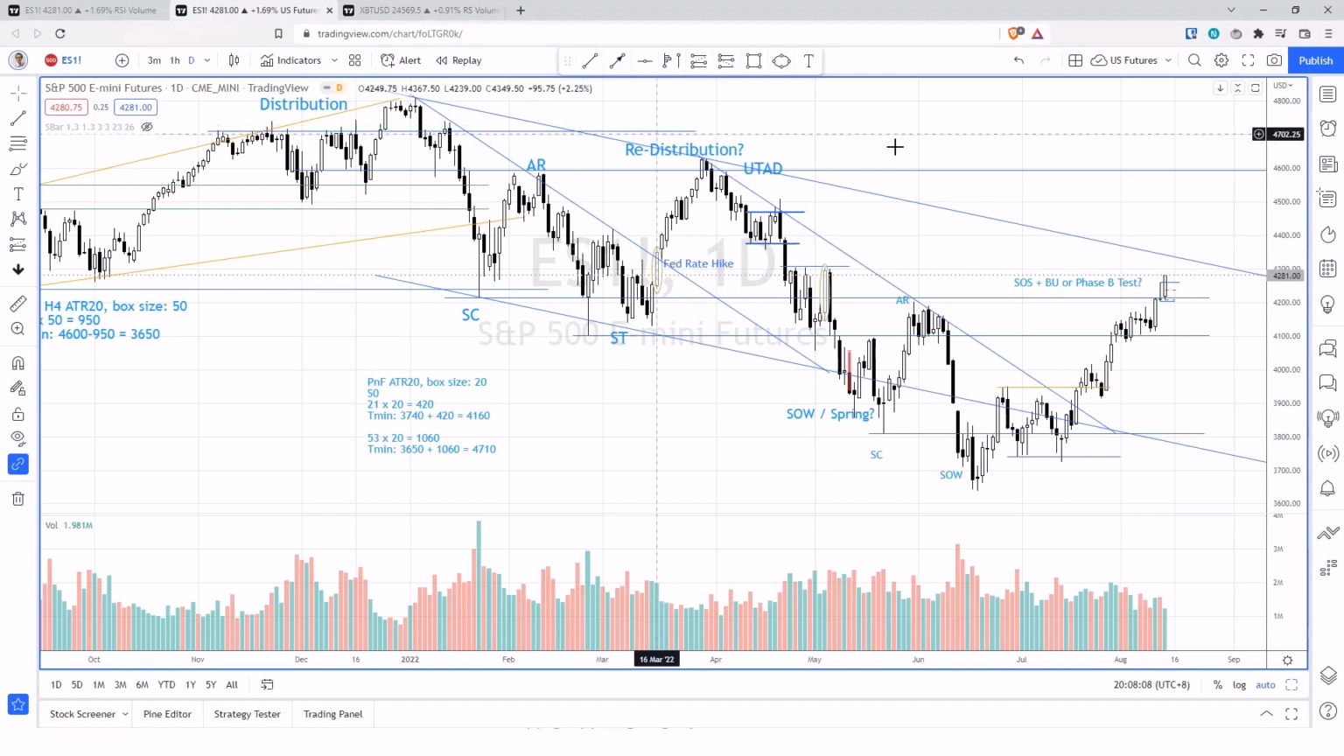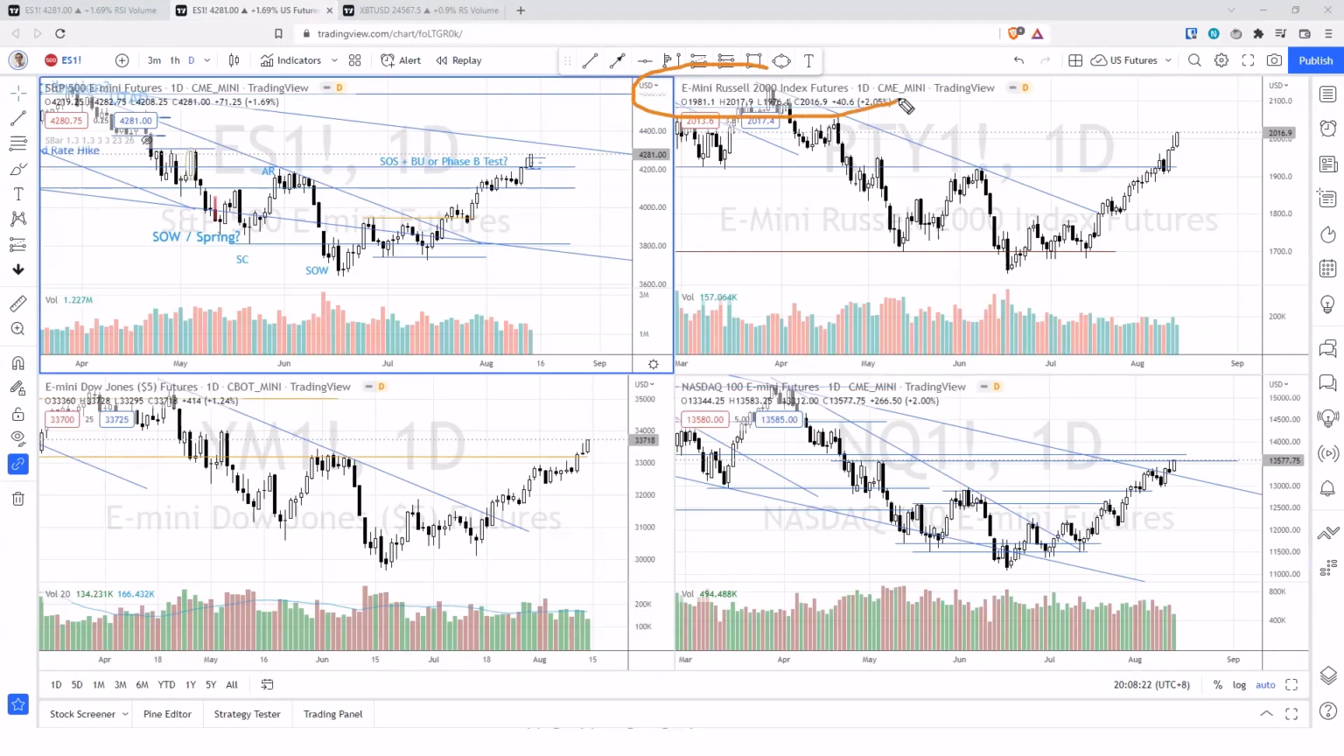So let's talk about the market. Okay, I believe at the moment the Russell is actually outperforming. I think that is also reflected in a lot of the small cap stocks as well. A lot of them have just rallied up. So I think the Russell 2000 is really showing some kind of outperformance.